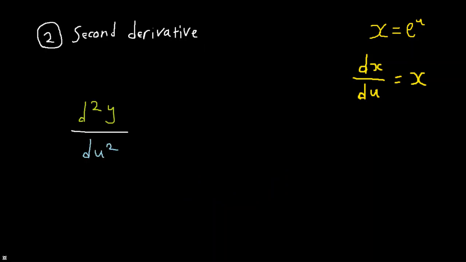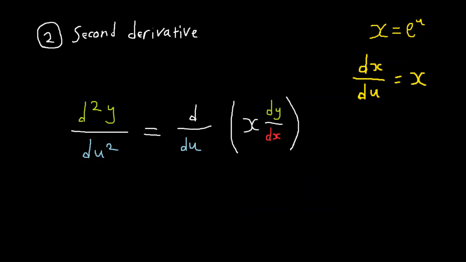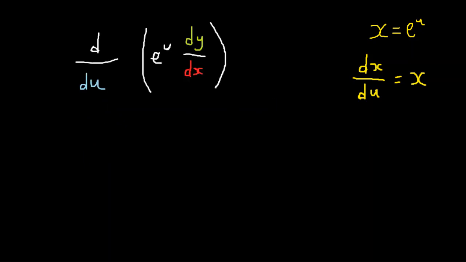Now for the second derivative. d squared y on du squared. A normal way of writing this is just d by du of dy by du. In other words, the derivative with respect to u of the first derivative. That's totally standard and normal, right? And we also know what the first derivative is already, so I'm just going to write in what the first derivative was. x dy by dx. In fact, we don't even need the x there because we're differentiating with respect to u, so it would just make it easier to leave it as e to the u.